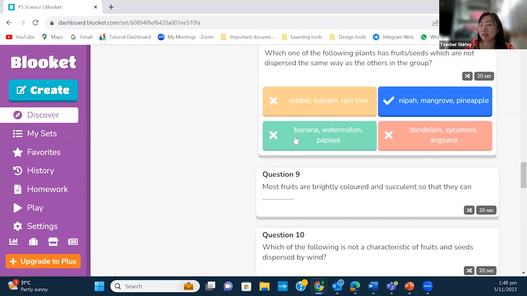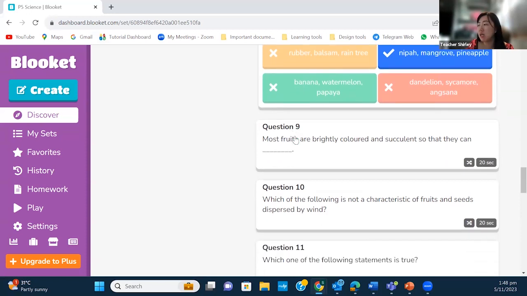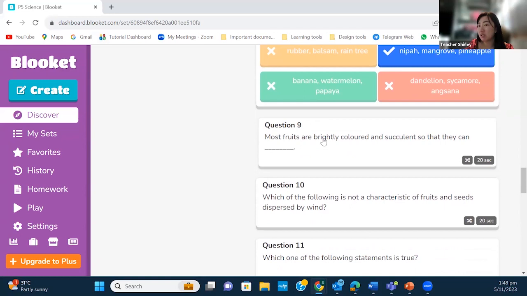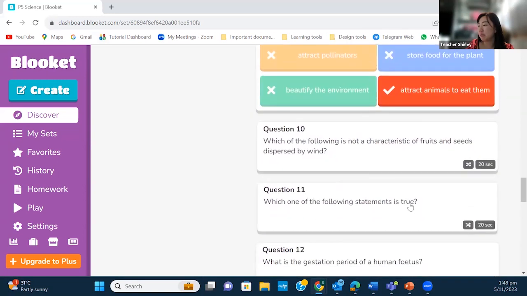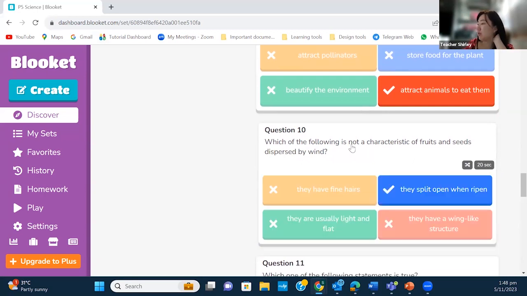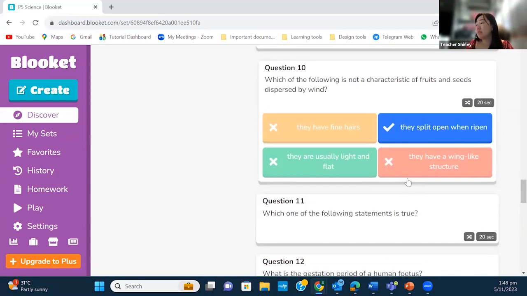The animals will eat them up and then pass them out as droppings, okay? The seeds will pass out as droppings that will help to grow new plants. Most fruits are brightly colored and succulent so that they can attract animals to eat them. Which of the following is not a characteristic of fruits and seeds dispersed by wind? Okay, they split open when ripened. This one is a characteristic of splitting action.